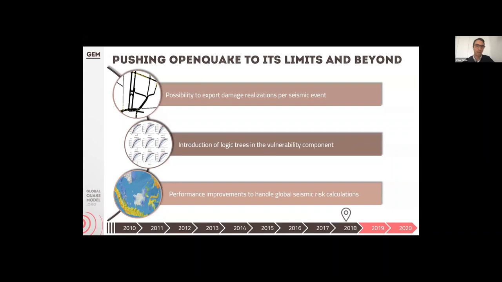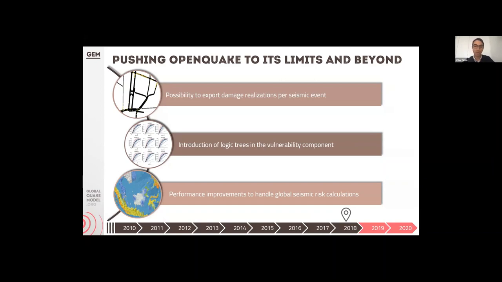So this event-based feature was implemented that basically allows exporting a lot of information from OpenQuake, like for example, for each realization, where are the pieces of our system which have specific damage states, which allow applying OpenQuake, for example, to transportation networks to do risk and infrastructure. Also an extension of the logic trees to the vulnerability component.